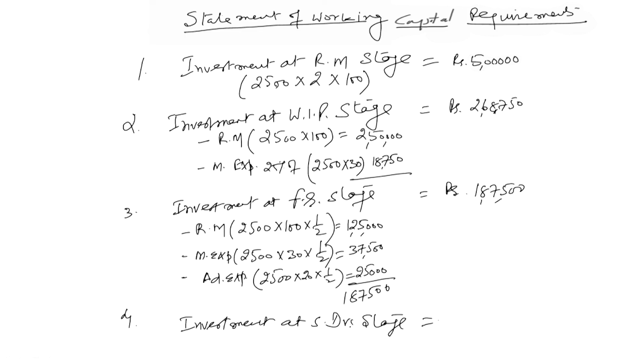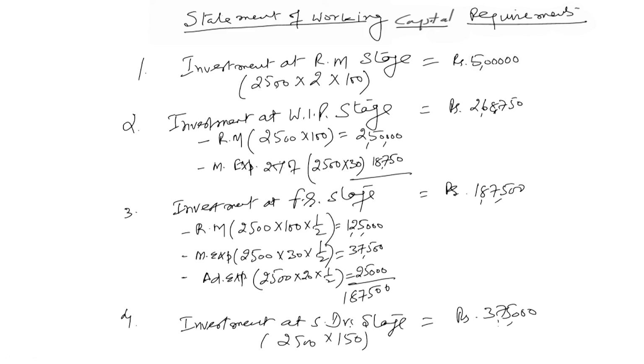How much is going to be the investment at the sundry debtors stage? That's going to be, say, total units of 2,500 multiplied by 150. We will take the sundry debtors here for calculating the investment requirements. We will take it as 150, not at the selling price, but at the cost price. So this will work out as 3,75,000. 3,75,000 is going to be the cost here. So this is the investment in the sundry debtors.